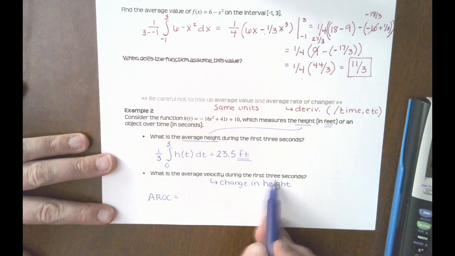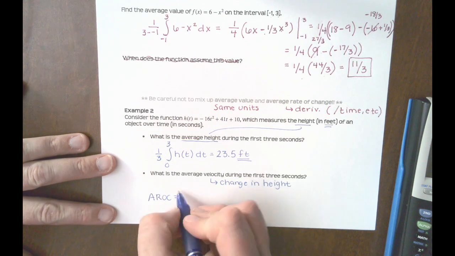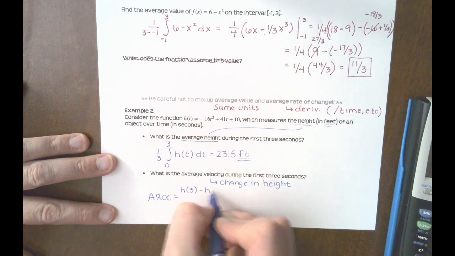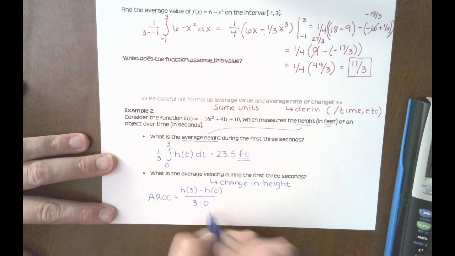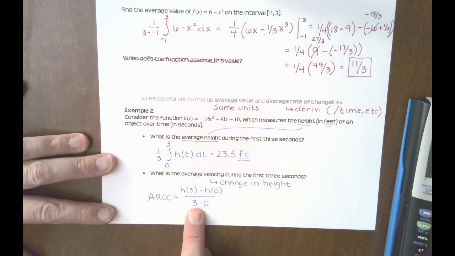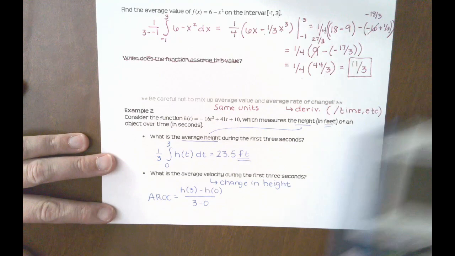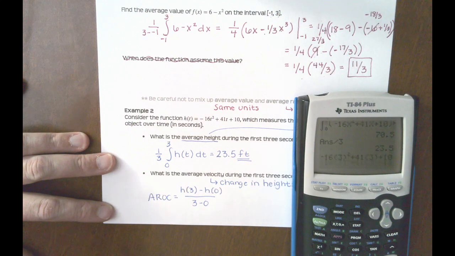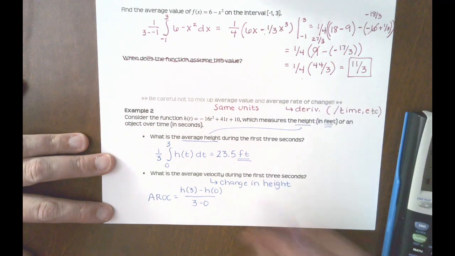Okay, it's still the first 3 seconds. So what I want to do is I want to do h of 3 minus h of 0 over 3 minus 0. And this does get a little confusing because you are still dividing by 3 here. That's what's happening. But my h of 3 is negative 16 times 3 squared plus 41 times 3 plus 10. Hope I typed that in right because I can't really see my buttons. Here I get negative 11.